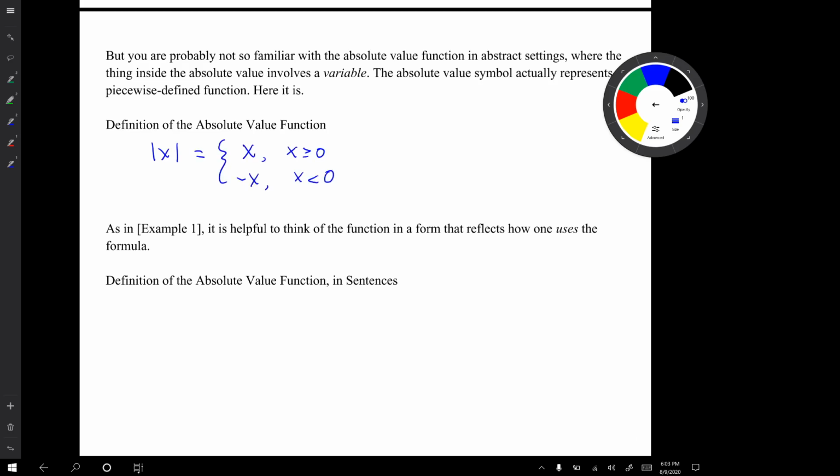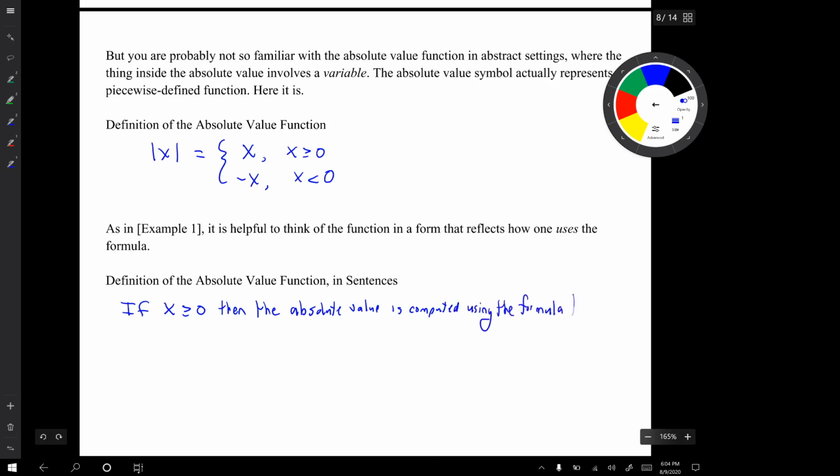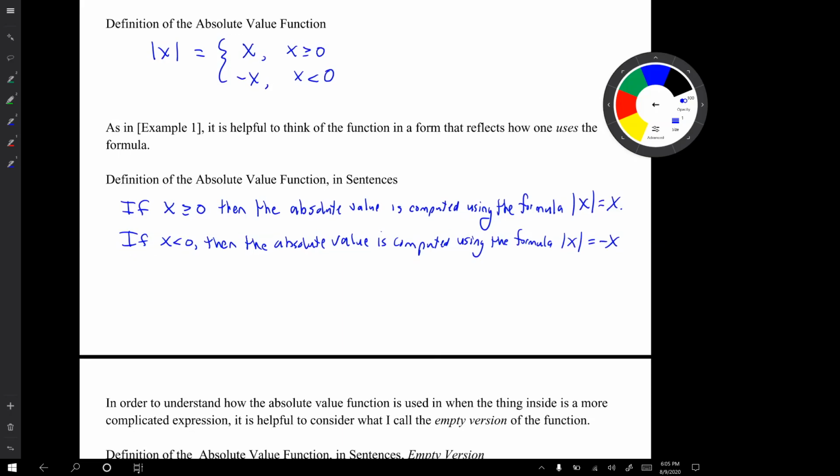So here is that same kind of terse presentation of a piecewise function that we ran across in the previous example. As in that example, it's helpful to think about this function in a form that actually reflects how you would use the formula. So that's this form. That's the absolute value function in sentences.